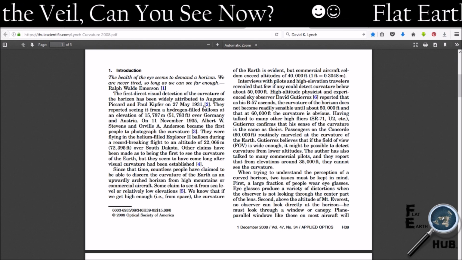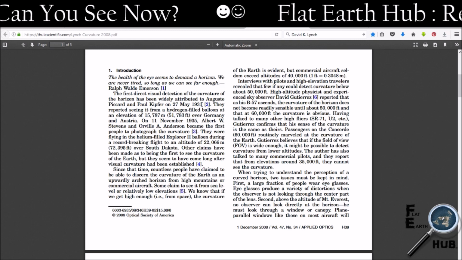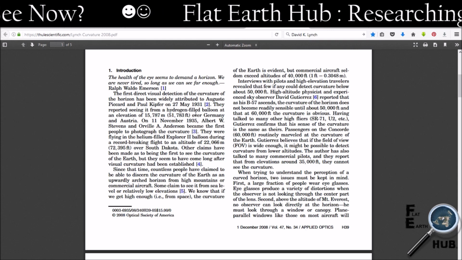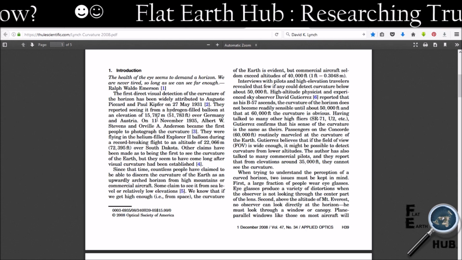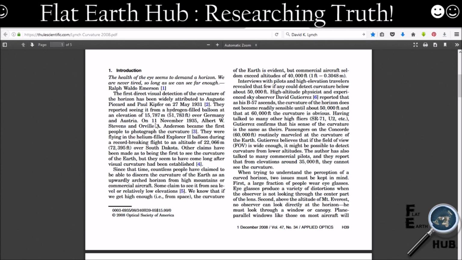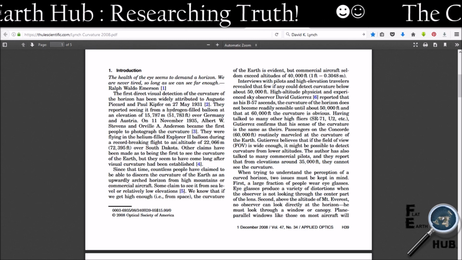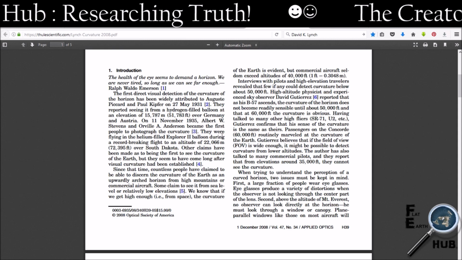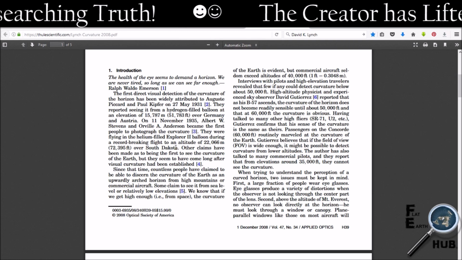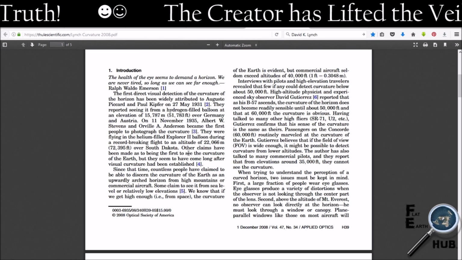He went up, and that was in Popular Science magazine. There's an article on that you can research on YouTube. They reported seeing it from a hydrogen-filled balloon at an elevation of 15,787 meters over Germany and Austria. On November 11, 1935, Albert Stevens and Orvil Anderson became the first people to photograph the curve. They were flying in the helium-filled Explorer 2 balloon during a record-breaking flight to an altitude of 22,066 meters over South Dakota.